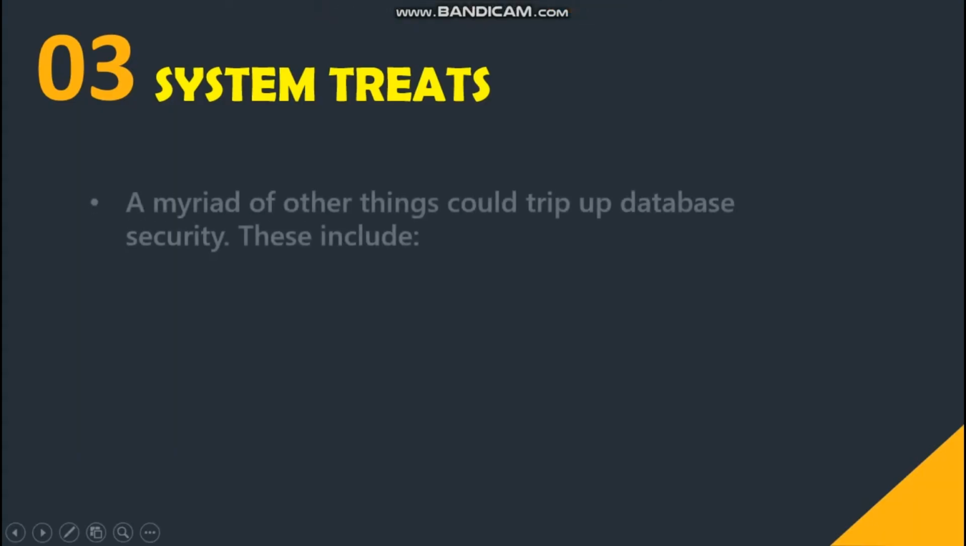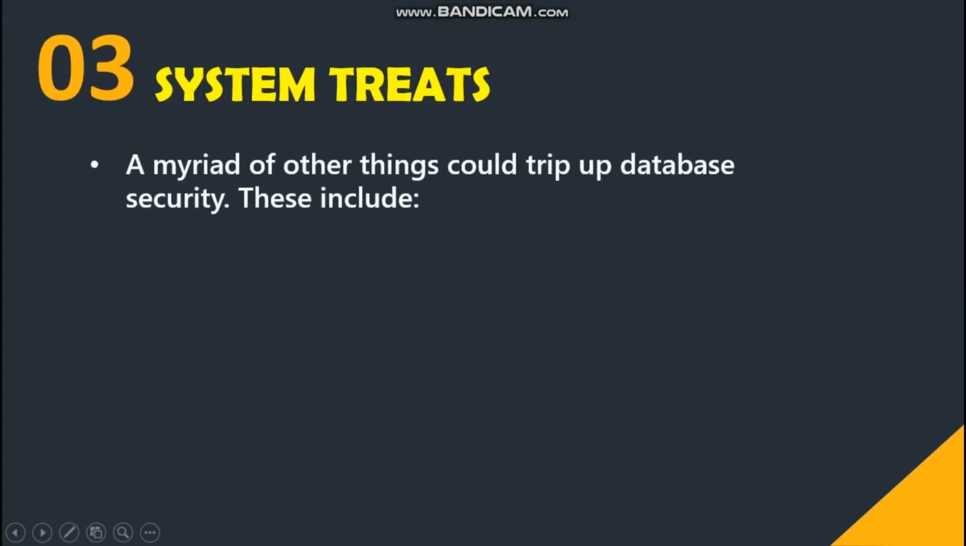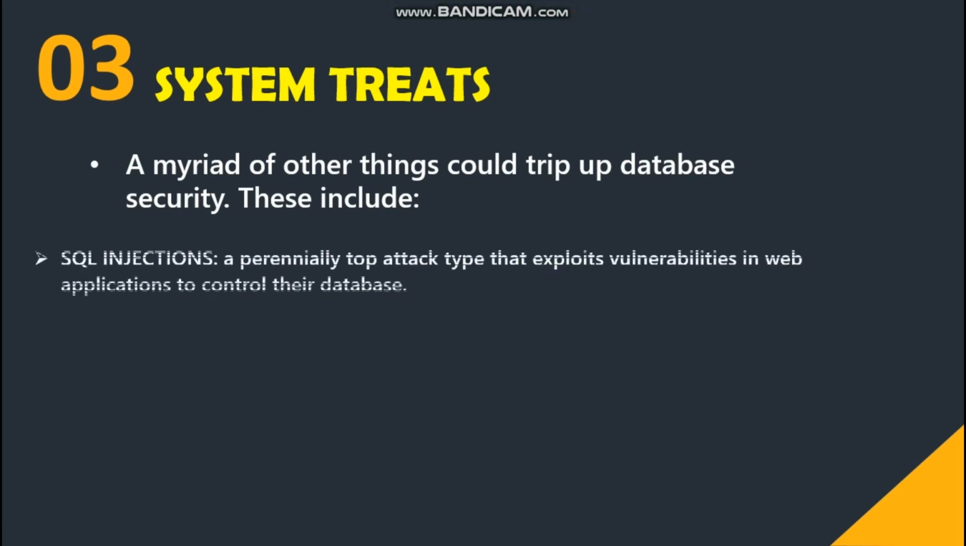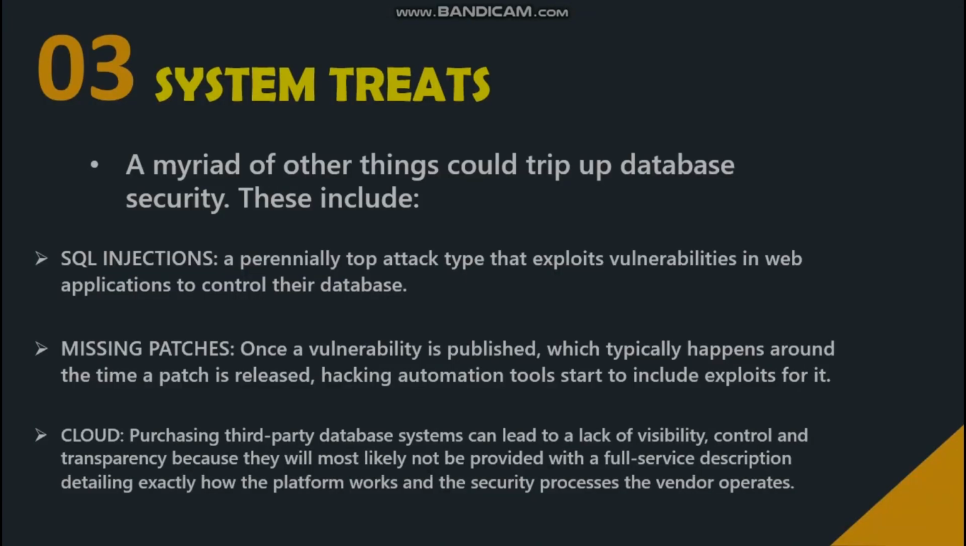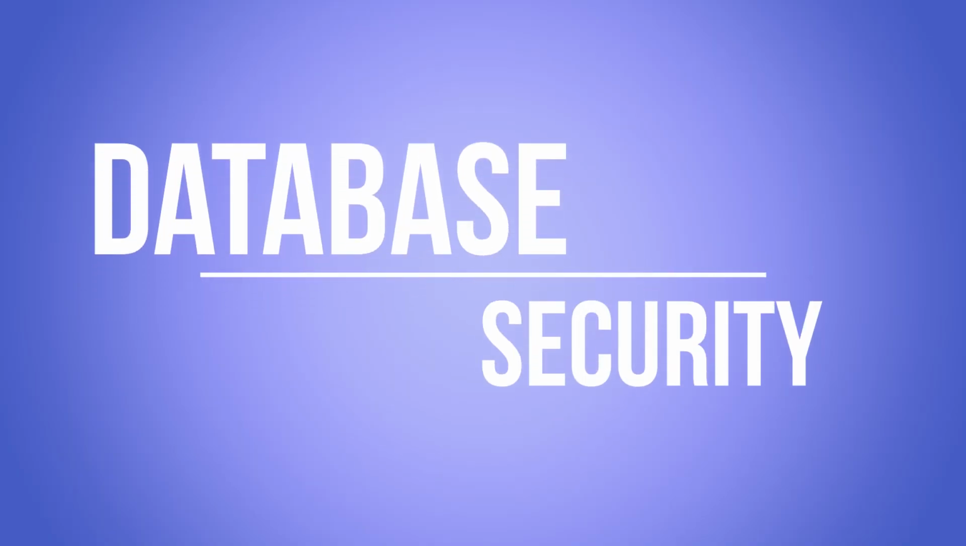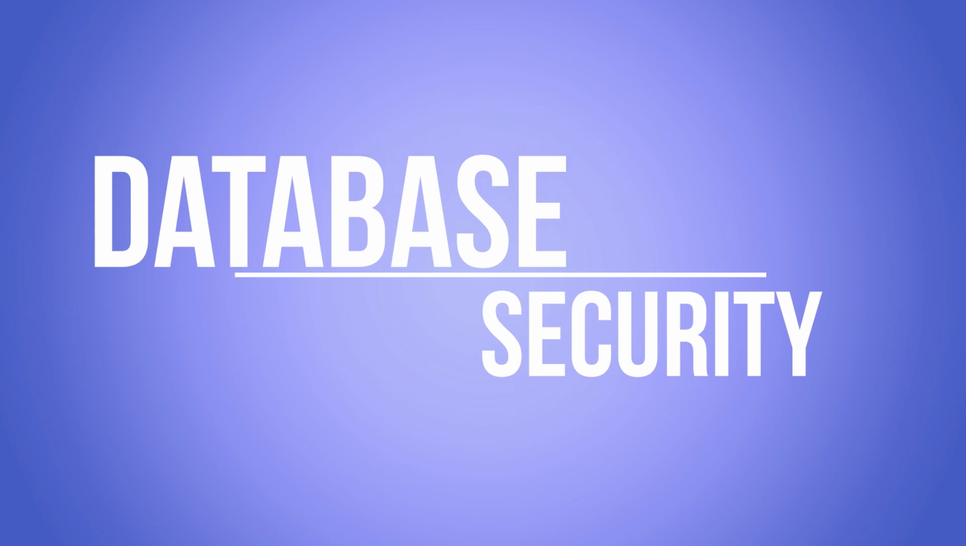System threats: a myriad of other things could trip up database security. This includes SQL injection, missing patches, and cloud. In conclusion, safeguarding the data that you collect and manage is of utmost importance. The goal of database security is to protect your critical and confidential data from unauthorized access.